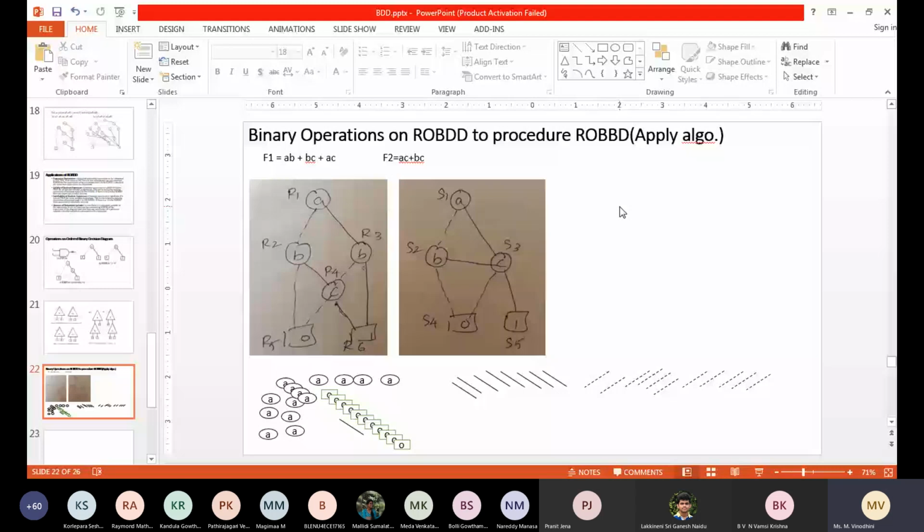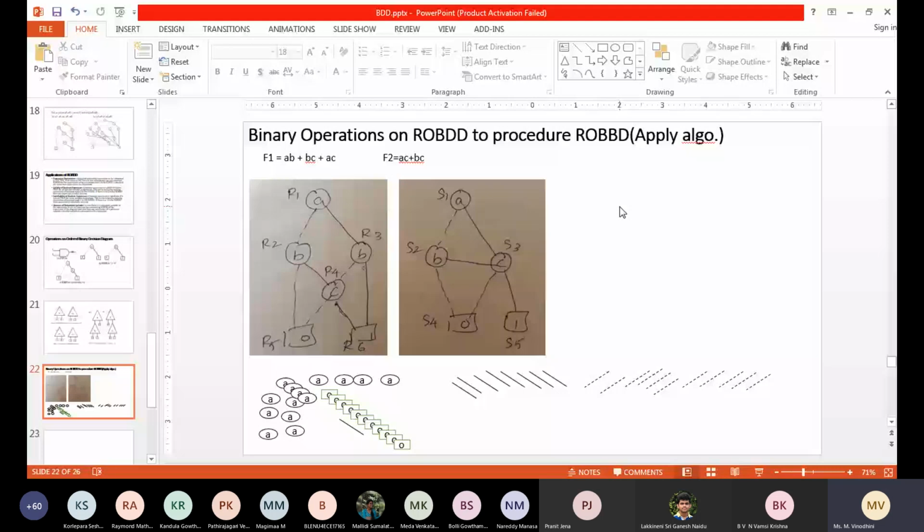Not just F1 dot F2, F1 plus F2. Your final answer should be in ROBDD form, not the normal AND operation or OR operation. I want the final answer for F1 plus F2, either of the functions. Here you will be using the apply algorithm.